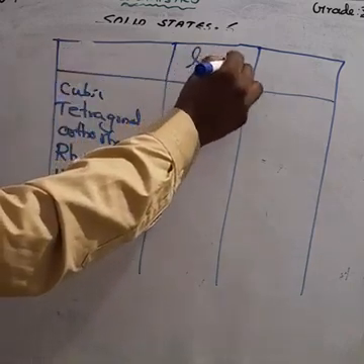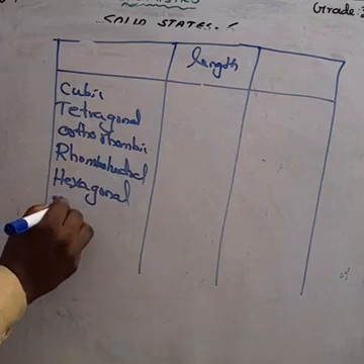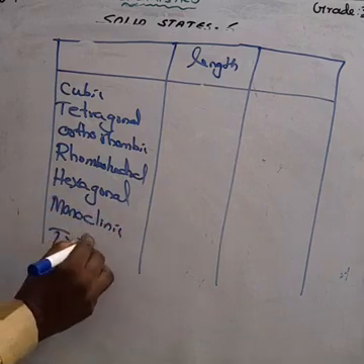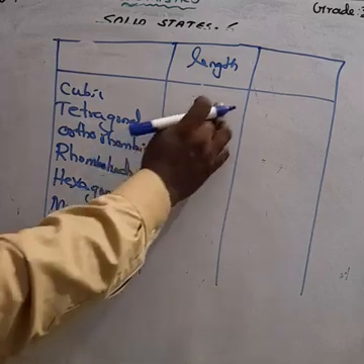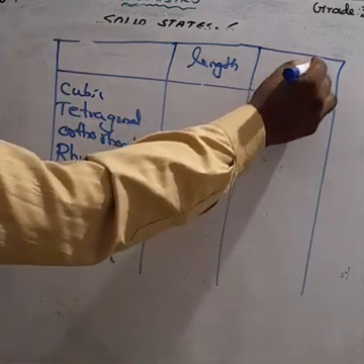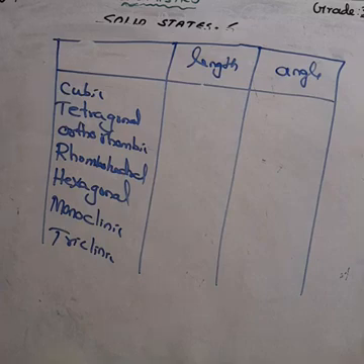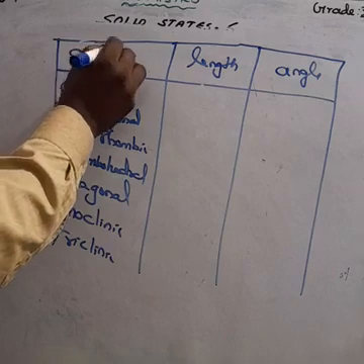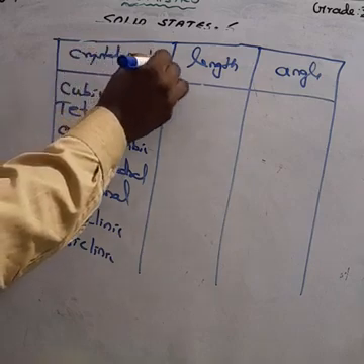Sixth one, monoclinic. Seventh one, triclinic. Once again, first one cubic, tetragonal, orthorhombic, rhombohedral, hexagonal, monoclinic, triclinic. Listen all of you, this is the first 3, you have to write like that, first 3.